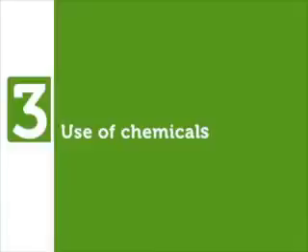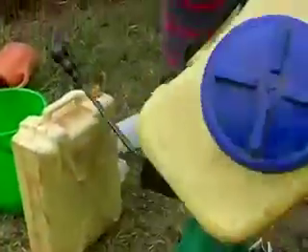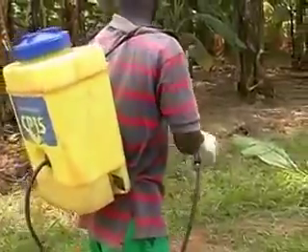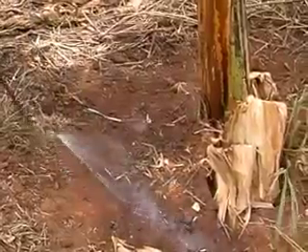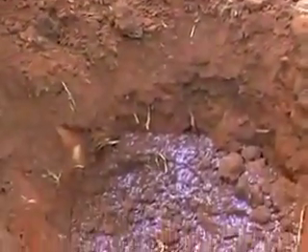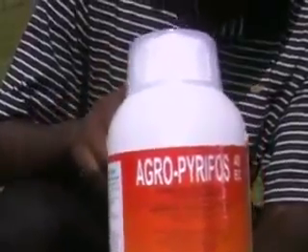Use of chemicals. Control of weevils can also be achieved through the use of chemicals. These are effective but relatively expensive and environmentally unfriendly. Commonly used chemicals are Dursban and Furadan.